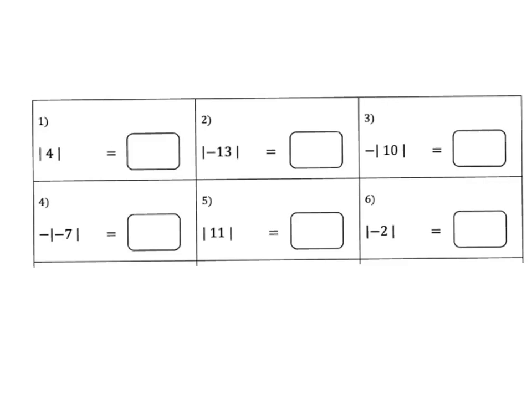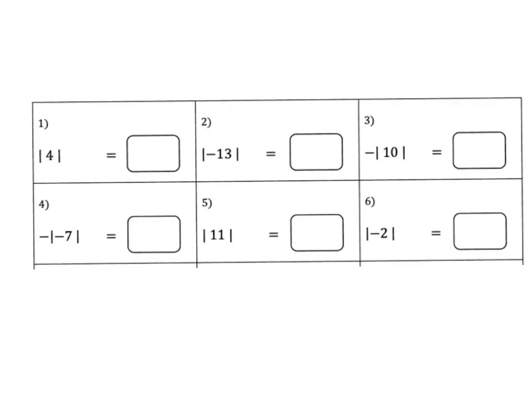Okay, so as I go through my problems, I'm going to follow my own advice and change my absolute value always first before I deal with anything else. 1 and 2 are pretty straightforward. The absolute value of 4, of course, is 4 because 4 is 4 spots away from 0. Number 2, the absolute value of negative 13 is 13 because negative 13 is 13 spots away from 0.